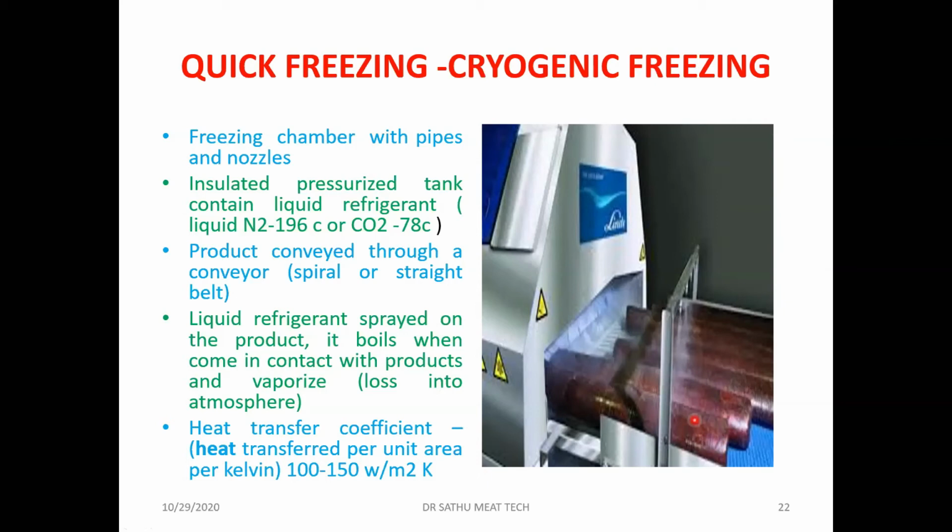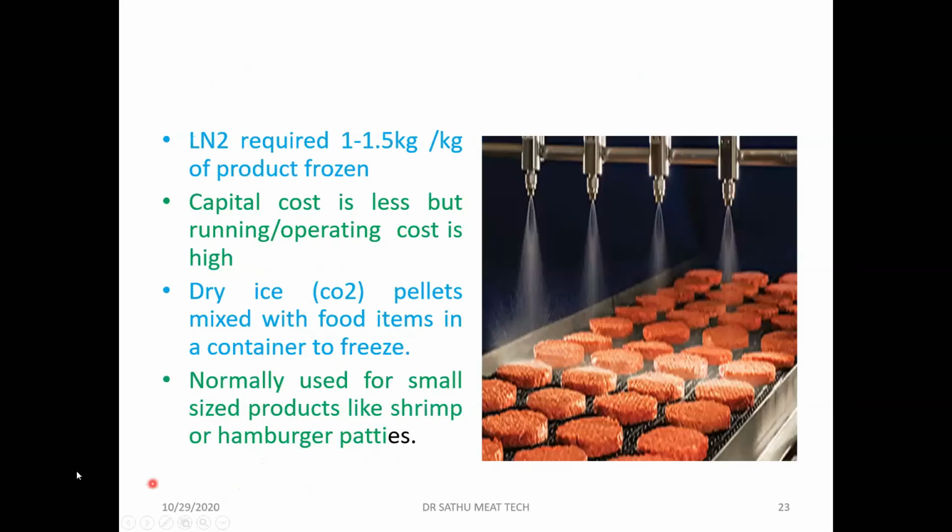The heat transfer coefficient is very high in the case of cryogenic freezing. The heat transfer coefficient, that is heat transfer per unit area per Kelvin, is 100 to 150. You can see here that we are spraying the liquid nitrogen. Approximately 1 to 1.5 kg of liquid nitrogen is required to freeze around 1 kg of product. The advantage is that the capital cost is less, but the running or operation cost is high, because whatever liquid nitrogen we pay for is vaporized and goes into the atmosphere. So the running cost is very high.